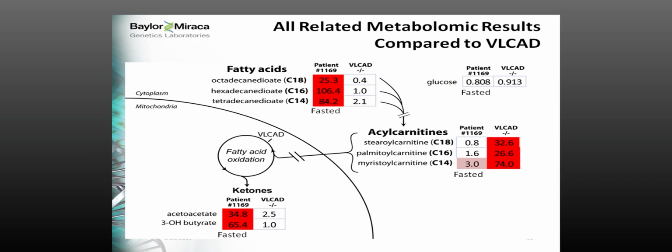But then when we look at all the other data that we're getting from the metabolomic profile, including the free fatty acids and ketones, you can see, in comparison of a patient with VLCAD deficiency versus someone who is fasted, there's quite a clear difference, with the fasted individual having very high levels of the long-chain free fatty acids as well as ketones, in comparison to the individual with VLCAD who has normal levels of those free fatty acids and ketones.